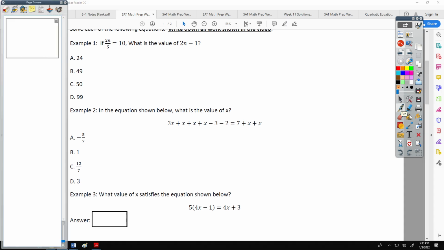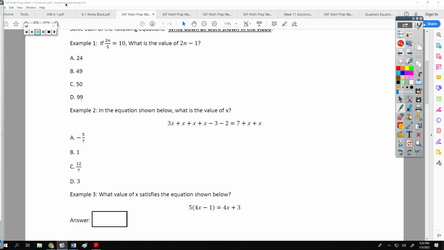It says if 2n divided by 5 equals 10, what is the value of 2n minus 1? So we're going to start off by solving the equation 2n divided by 5 equals 10. The way we would solve that is a two-step equation. Step 1 would be to get rid of the divided by 5, which would require us to multiply both sides of the equation by 5.